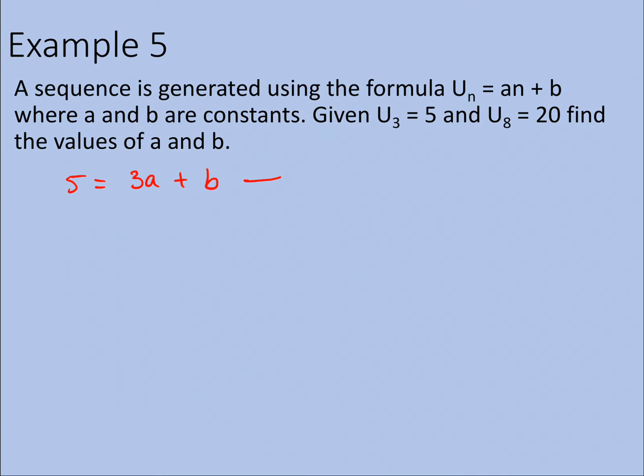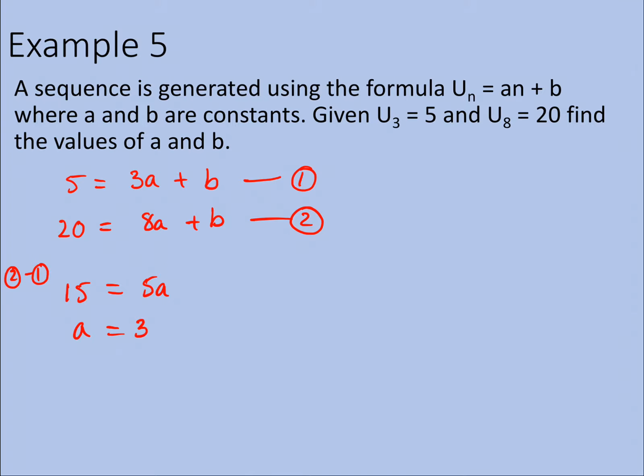The third term is equal to 5. So there's one equation. And then if we use that u8 is 20, that means when n is 8, un is 20. So we've got this, 20 equals 8a plus b. Okay, and again, a set of simultaneous equations that we can solve. So just subtracting, if we do 2 take away 1, then we've got 15 equals 5a. b's cancel. So a must be 3.